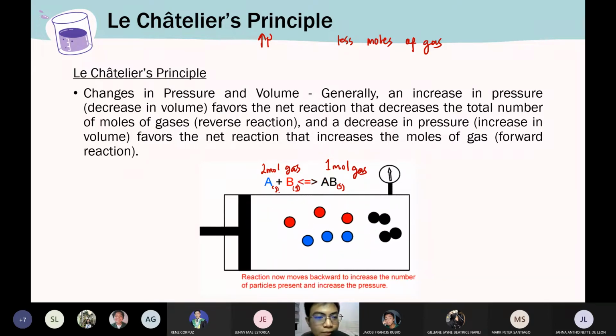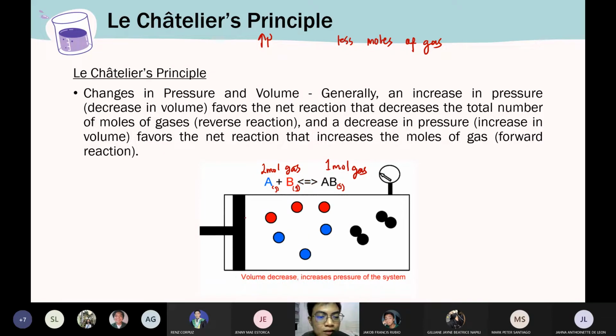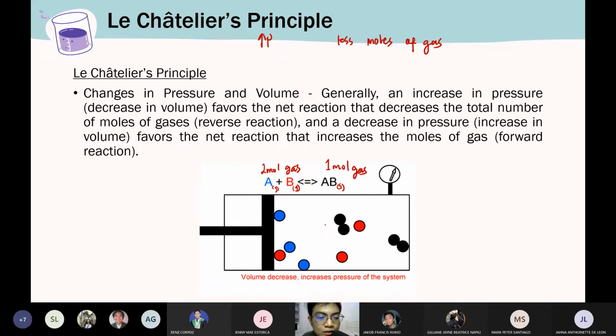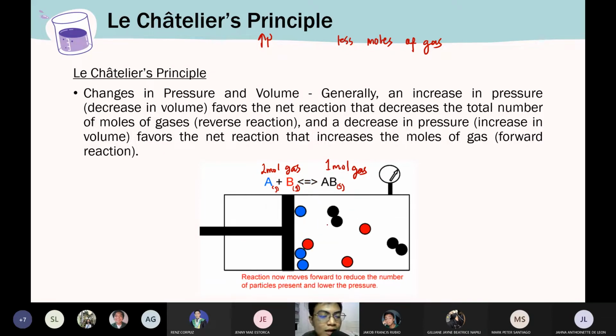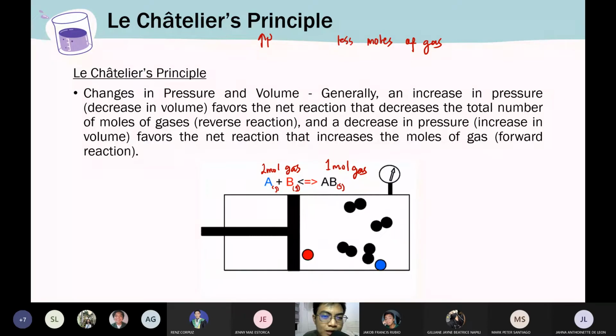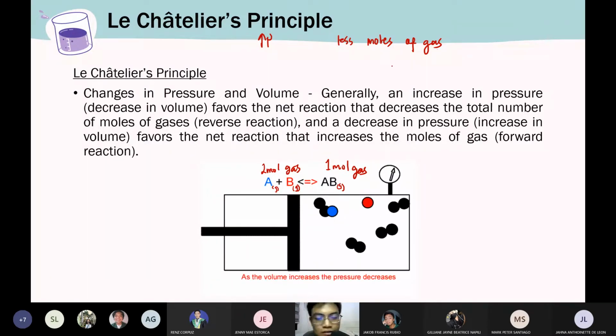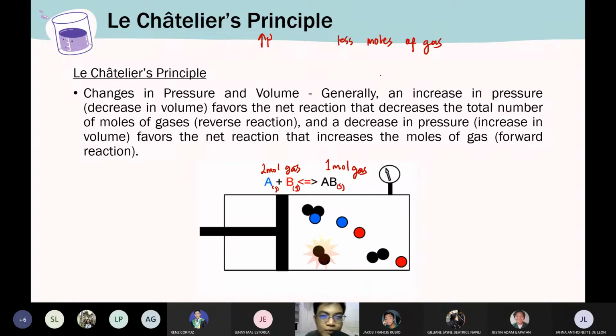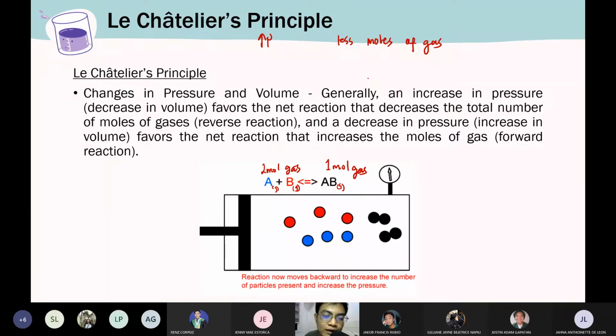Let's look at this diagram to see if it's true. By increasing the pressure, you push the piston. Look at what will happen. The black will increase, because when you increase the pressure, fewer moles of gas is preferred, perhaps to prevent molecular collision. Okay? That's why they really combine.